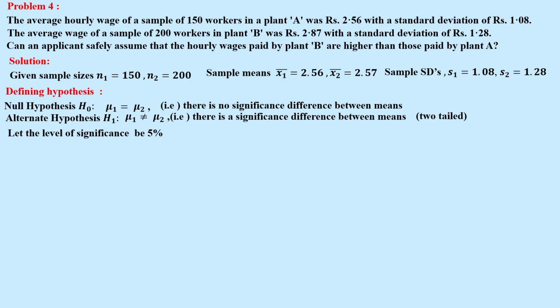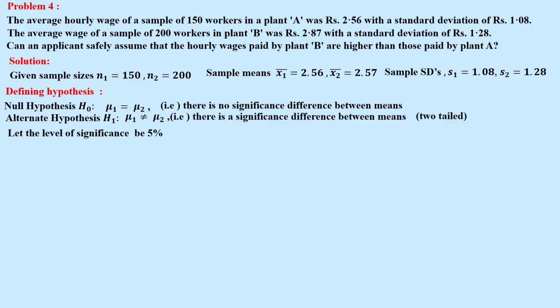Here you can take, higher wages are paid in plant A, so mu1 is less than mu2, you can take left tail also. Otherwise, if you are taking mu1 for plant A and mu2 for plant B, the plant B workers hourly wages is more than plant A. That means mu2 is greater than mu1, right? So mu1 is less than mu2, that means you can take left tail also. So we are taking two tail test.